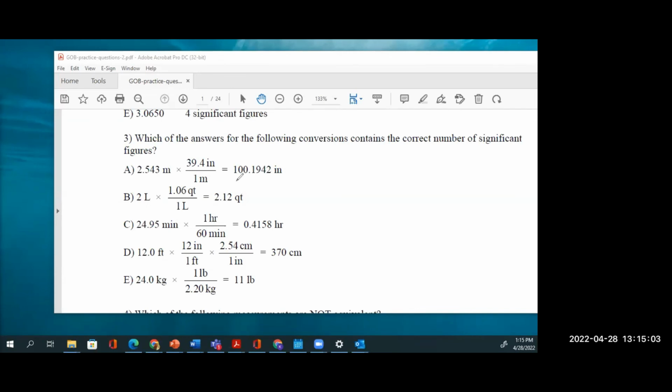Ooh, but there are rules. Let me elaborate on those rules. If numbers are used in conversions, like for instance this one, then we're going to use what we're starting out with. So the conversions don't count towards sig figs. Okay. So what about here? We have 2 liters times 1.06 quarts over liter. Is that the correct answer? 3 sig figs? No, it's not that one either.